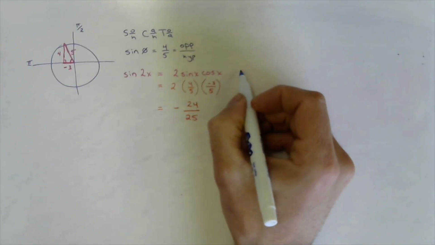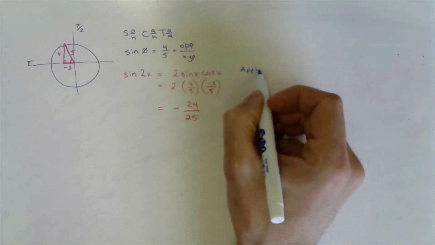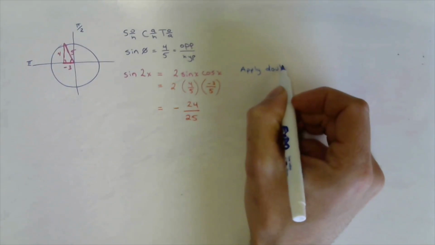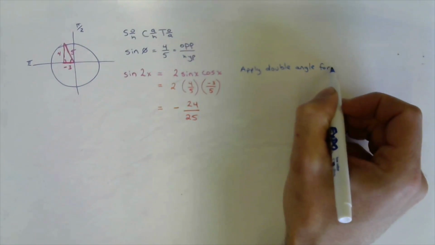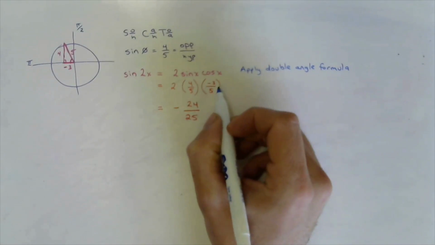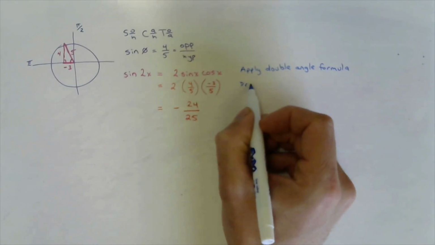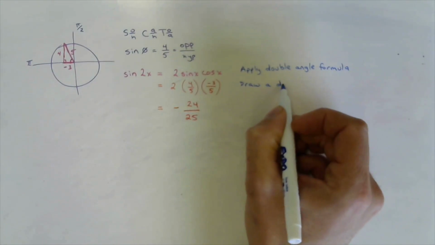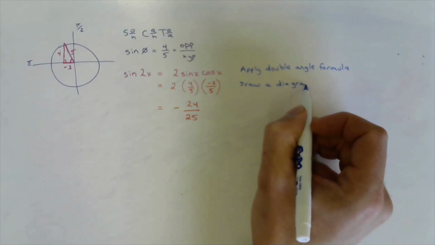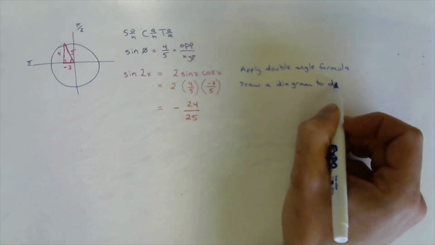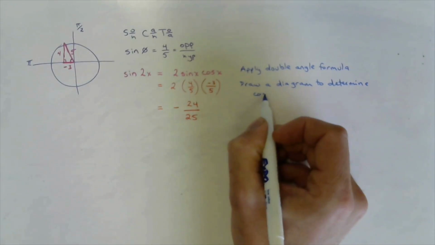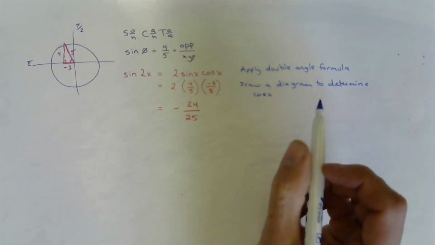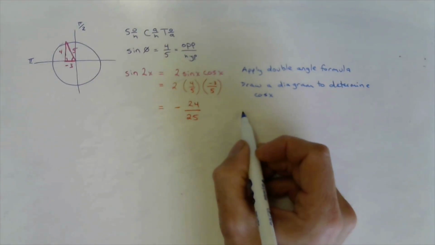So your first step is really going to be to apply the double angle formula. And then from there, you can draw a diagram to determine the cosine of x. And then simplify.